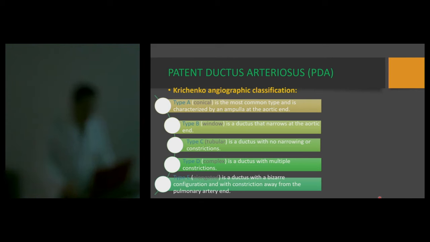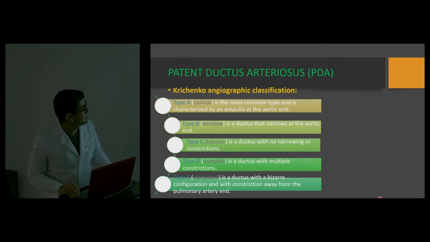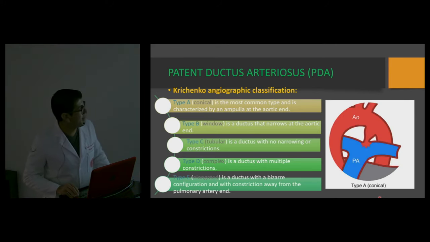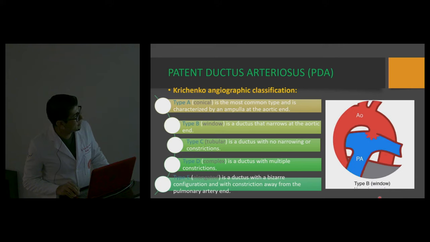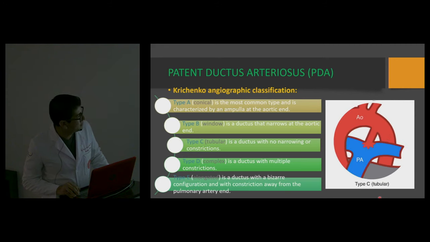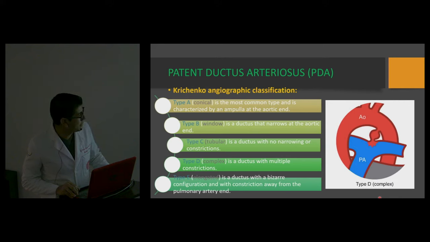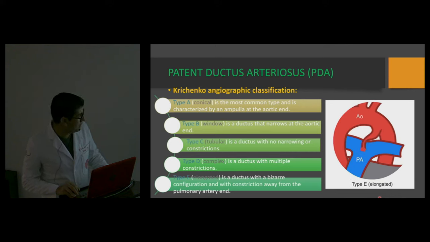Okay, we have the Krichenko angiographic classification that divides into A to E. Type A, conical, is the most common type, and it's characterized by an ampulla at the aortic end. Type B, window, is a ductus that is narrow at the aortic end. Type C, tubular, is a ductus with no narrowing or constrictions. Type D, complex, is a ductus with multiple constrictions. And type E, elongated, is a ductus with bizarre configuration with constriction away from the pulmonary artery end.